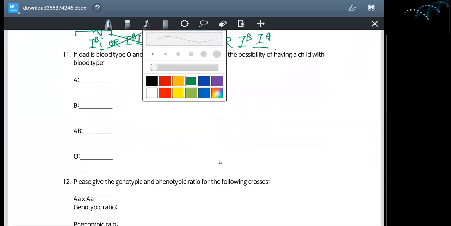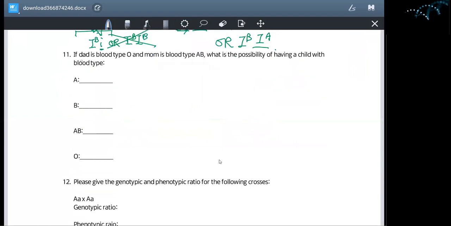Okay, moving along. Last question. Let's change another color. If dad is blood type O, by now, hopefully you know, that means genotype little i, little i. Mom is AB. And this is actually a friend that I know. So dad is little i, little i. Mom is big IA, big IB. Dad is blood type O. Mom is AB. What is the possibility of children having AB or O?